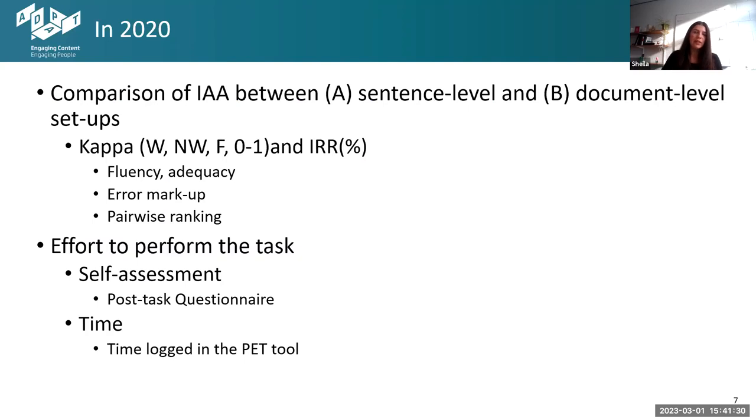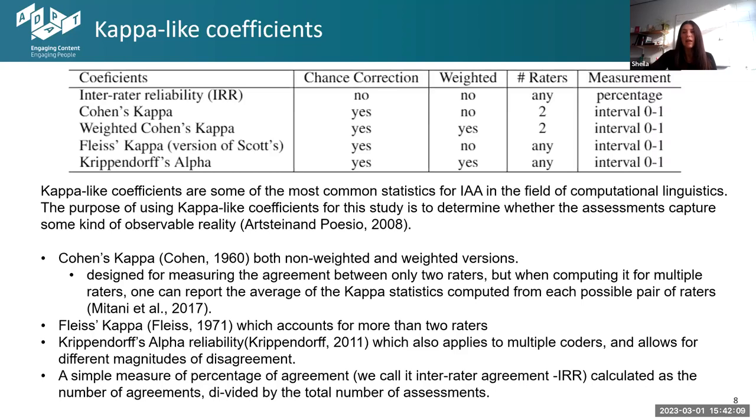Back in 2020, in the first of those publications, I looked into the differences between the sentence level and the document level evaluation methodology. For that, I wanted to look at the most common metrics for machine translation evaluation, which are fluency and adequacy on a Likert scale, error markup, and pairwise ranking. So I used a couple of assessments. I used most of the kappa metrics, weighted kappa, non-weighted kappa, and we calculated the inter-annotator agreement and the effort that the translators spend for these different tests.